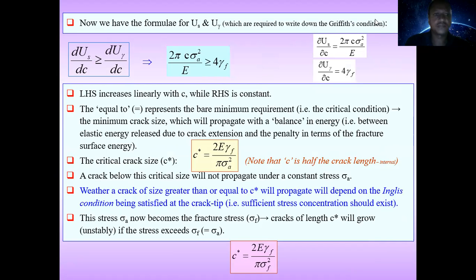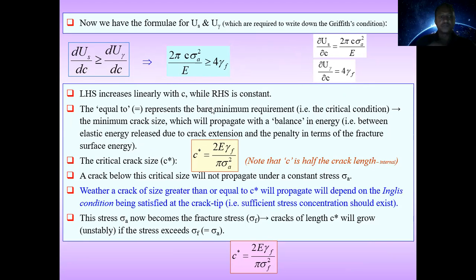Okay, so now we have the formulas for U_s and U_gamma, which are required. We already formulated this, and from this we obtain this formula. So, combining these two formulas together, dU_s over dc is this formula, and dU_gamma over dc is this one, which is given here.